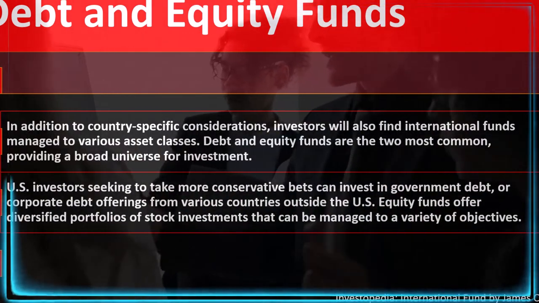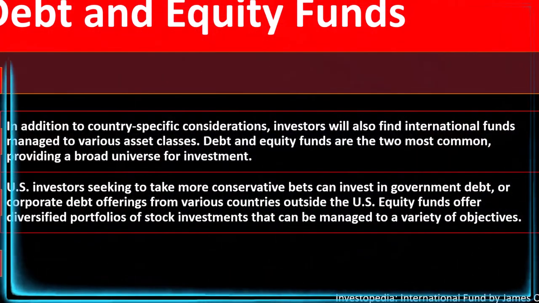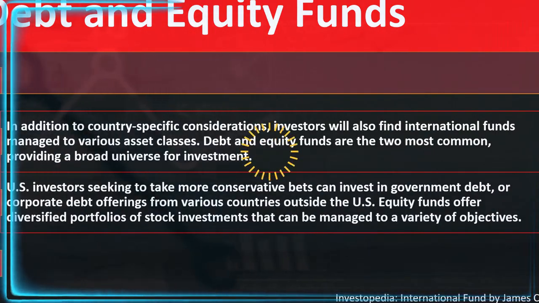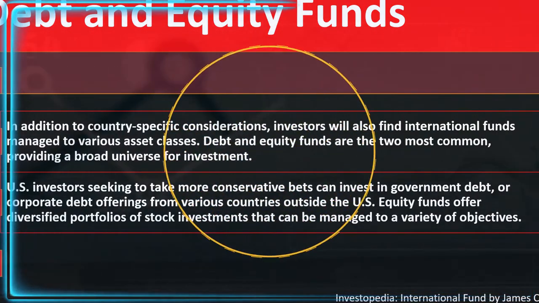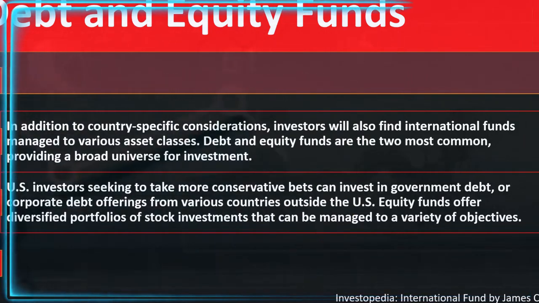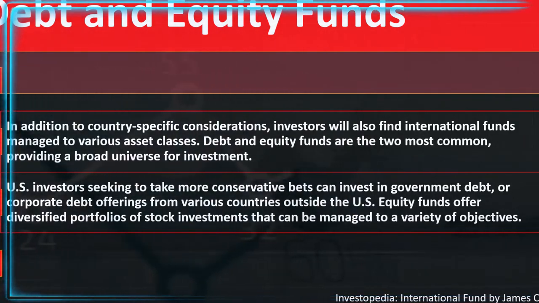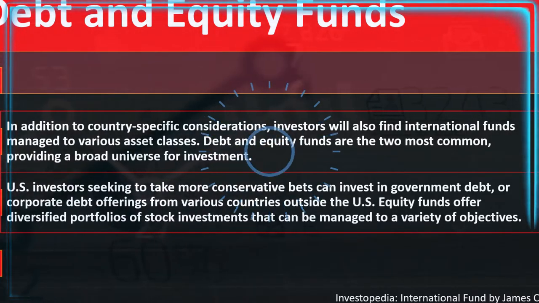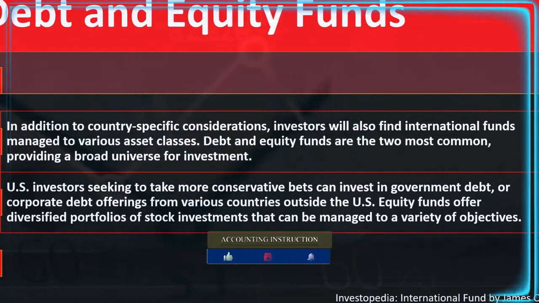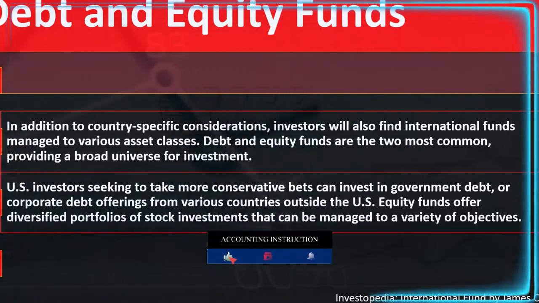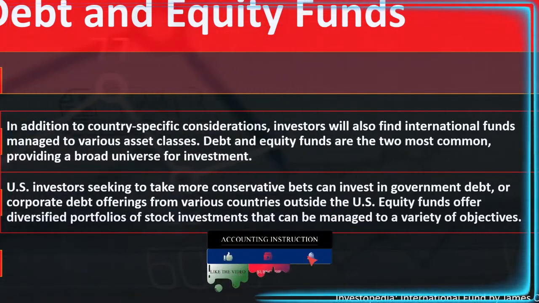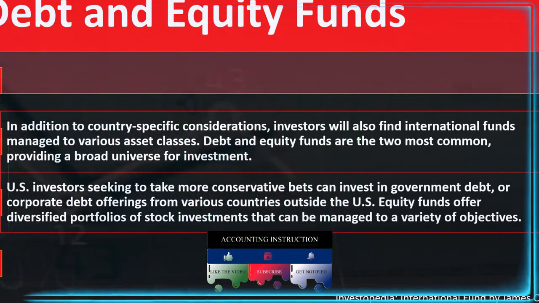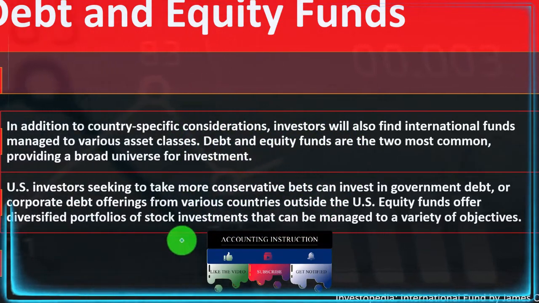So when we're outside of the United States, we've got the same thing. Do we want to invest in different regions? How are we going to classify the regions that we're going to be investing in? And then do we want to be investing just in equities or just in bonds or some mix between the two? Different funds can help us with our different needs, with our different understanding, with our different portfolio concepts. So US investors seeking to take more conservative bets can invest in government debt or corporate debt offerings from various countries outside the United States.